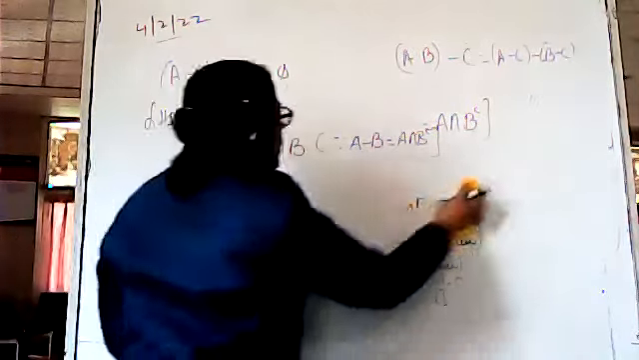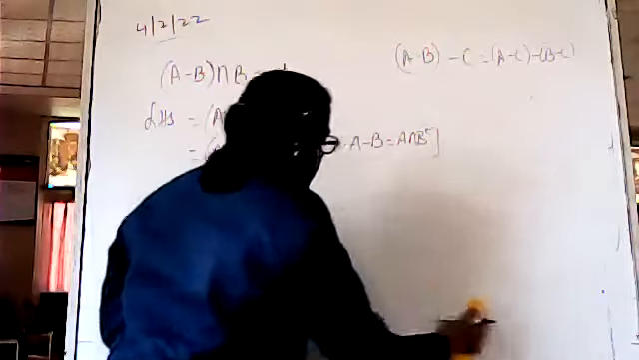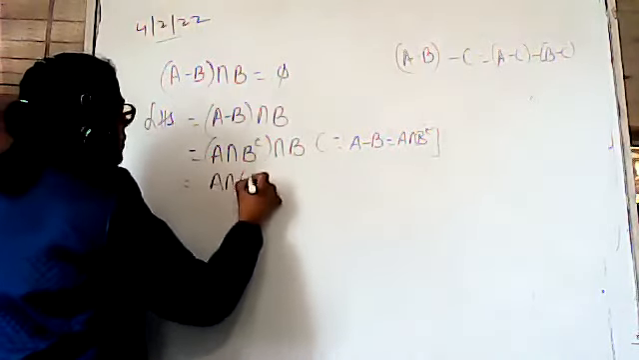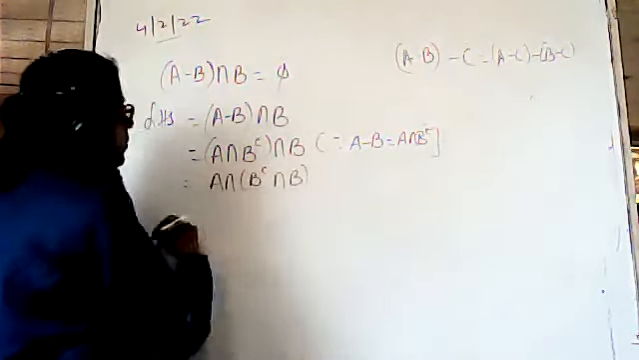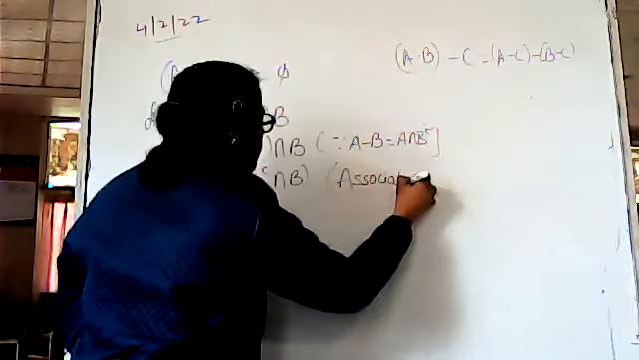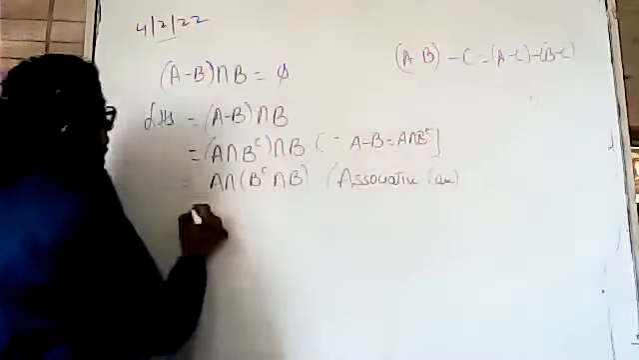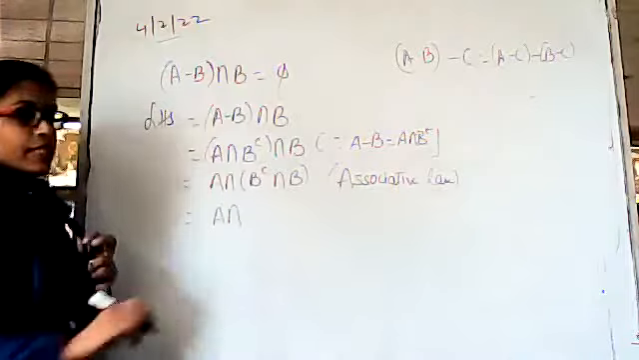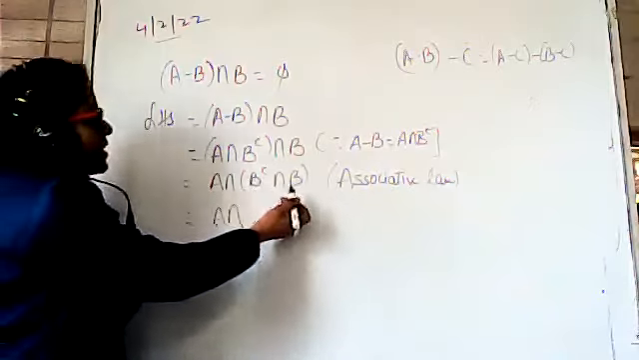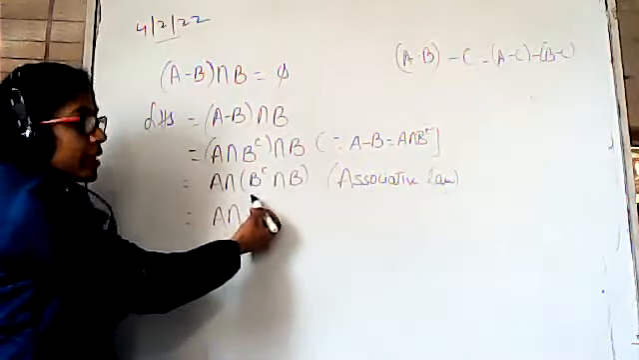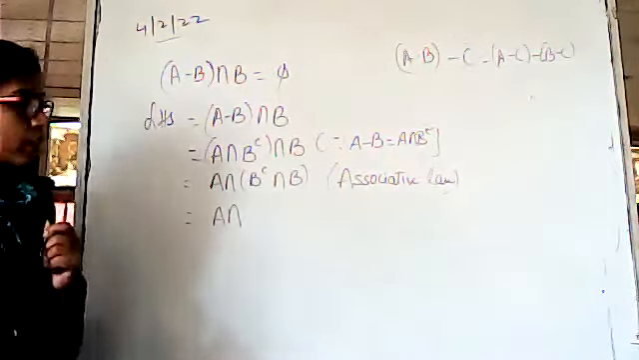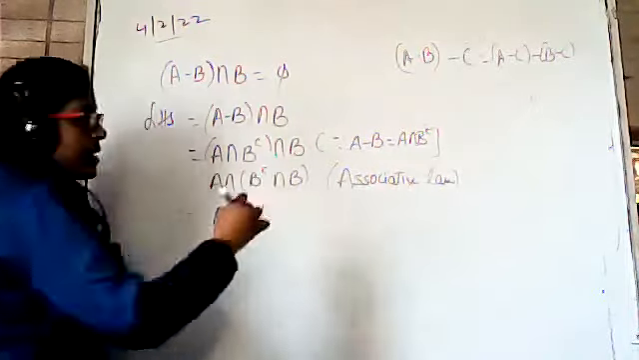Okay? After that, this equals A intersection B complement intersection B. Which law are we using? Associative law. Now, the intersection of a set and its complement: the elements present in the set are not in its complement, and the elements present in the complement are not in its set. So nothing is common between these two. So its intersection will be 5.